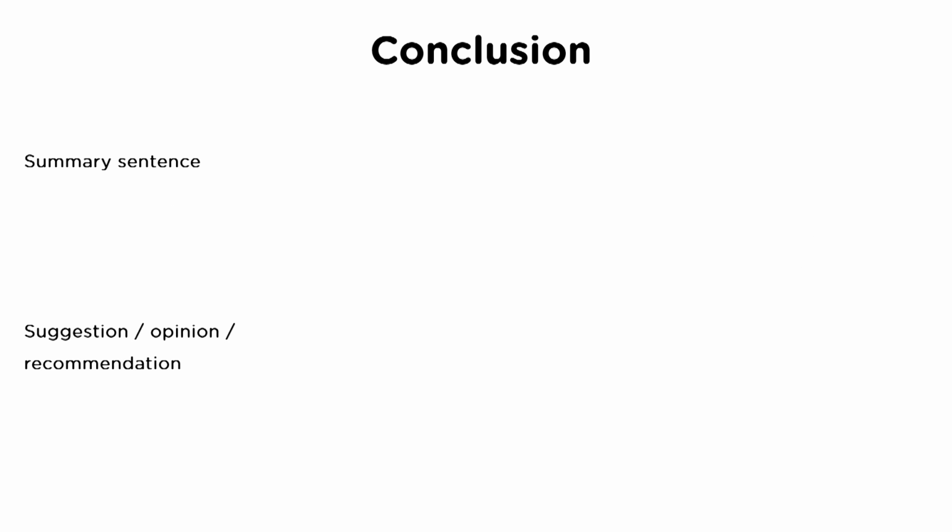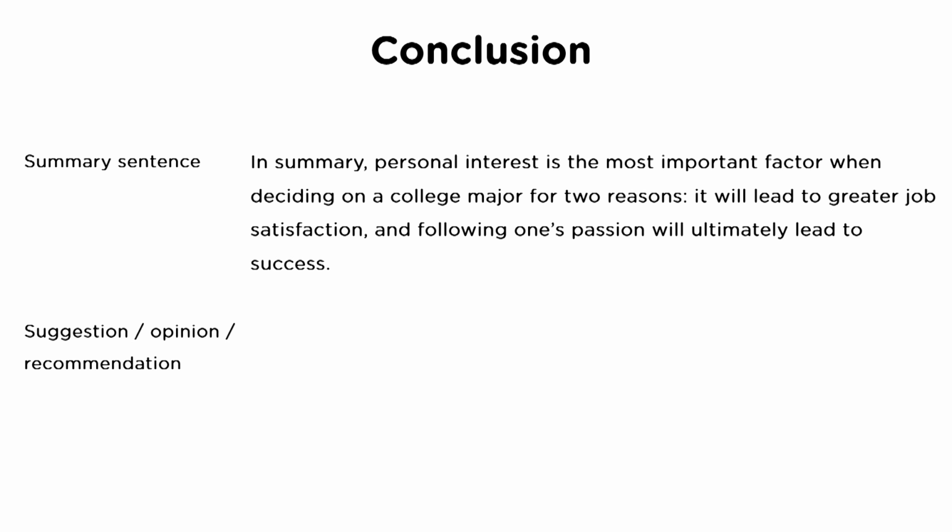Now it's time for the conclusion. So the conclusion is really a summary. So you're not introducing any new information or examples in the conclusion. You're just summarizing what you've already said and then ending it by giving a suggestion, opinion, or recommendation. For example, in summary, personal interest is the most important factor when deciding on a college major for 2 reasons. It will lead to greater job satisfaction, and following one's passion will ultimately lead to success.